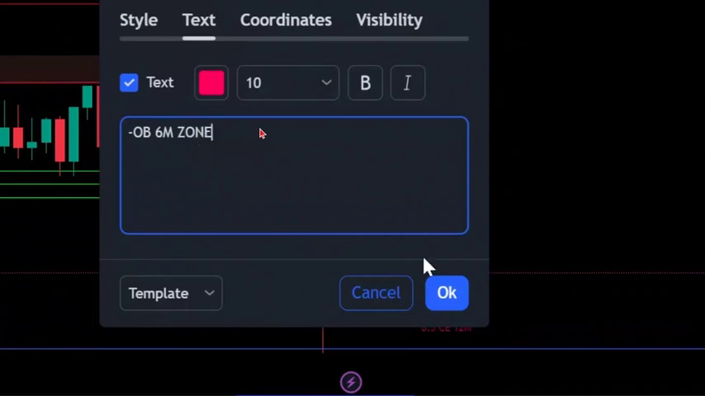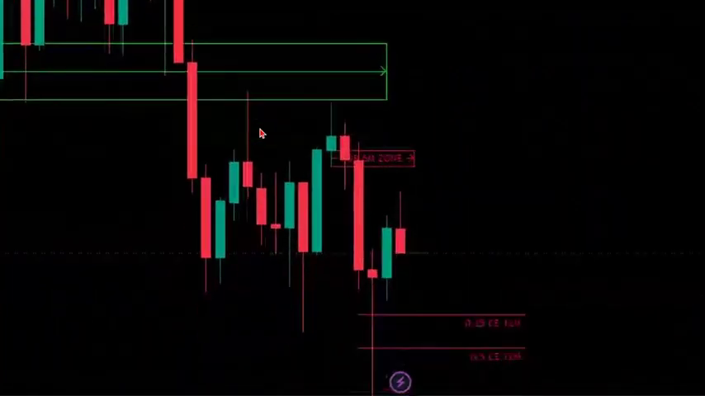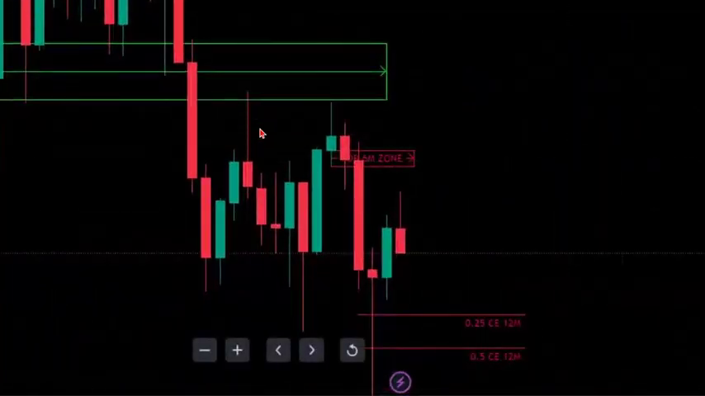Now remember, the zone means what? That means you've got 3 areas that you're thinking about: the low, the consequent encroachment, and the open. Okay, so remember, we don't look at the last up close candle. We still have to be mindful of the candle before that, right?